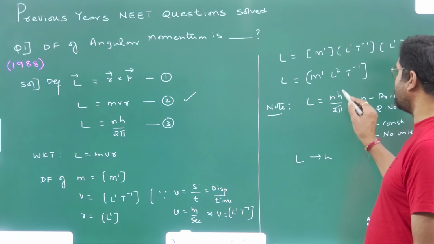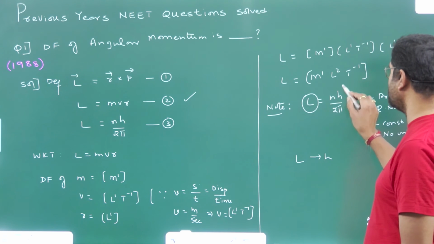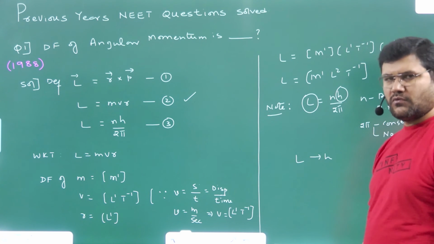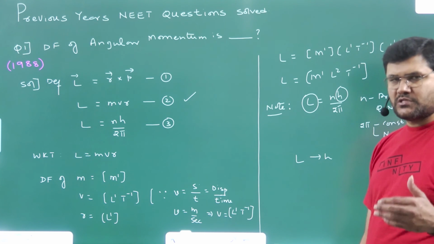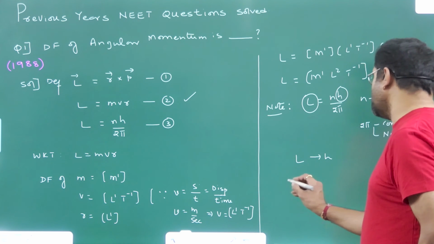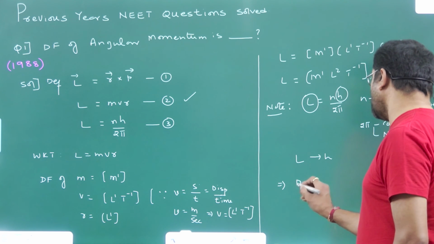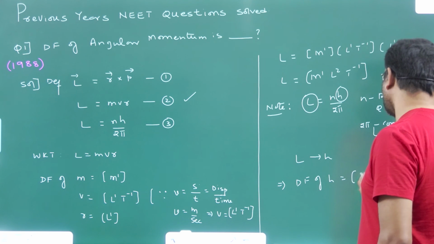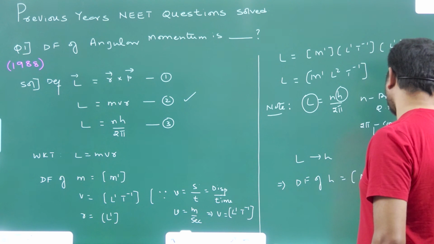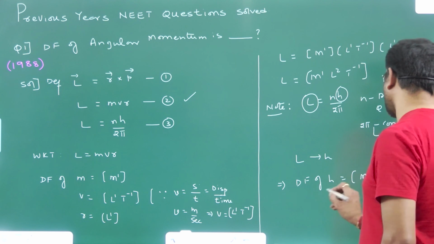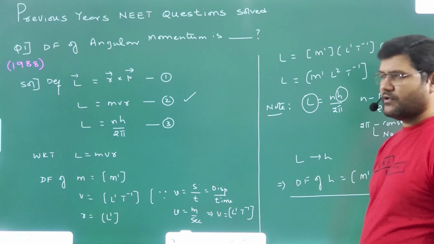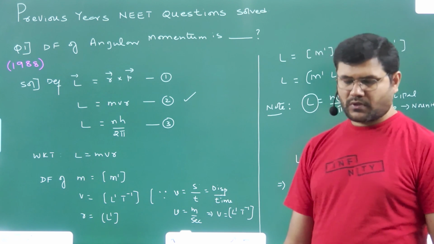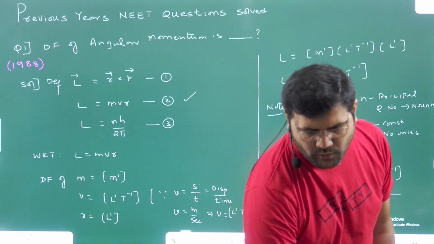From units point of view, if you look, hence units of L and h should be equal from the law or principle of homogeneity. So this implies dimensional formula of h should also be M1 L square t power minus 1. Very, very important conclusion. Hope it is understood.